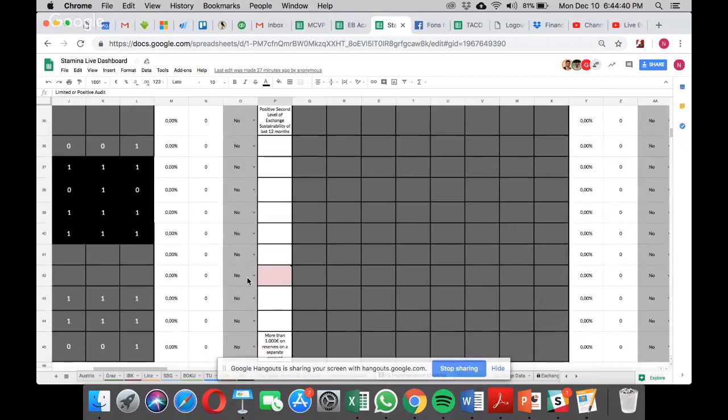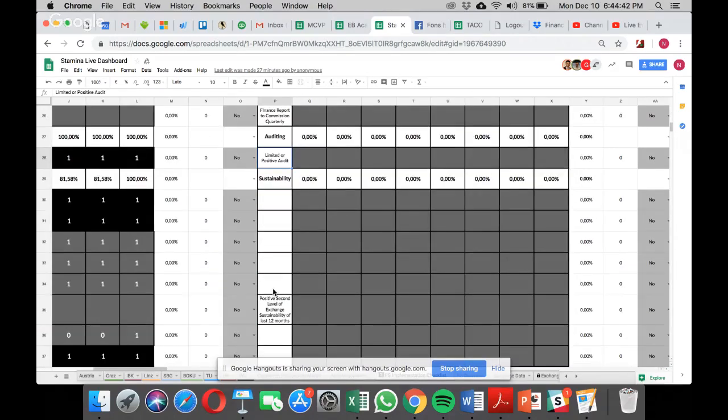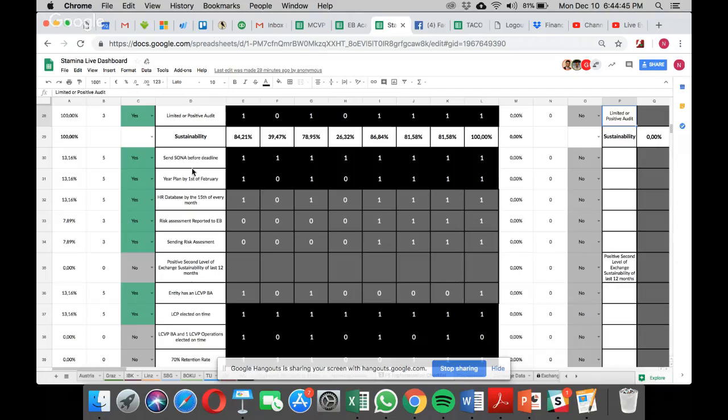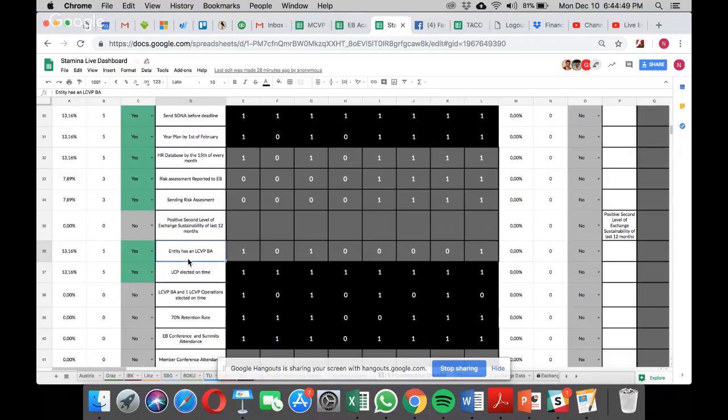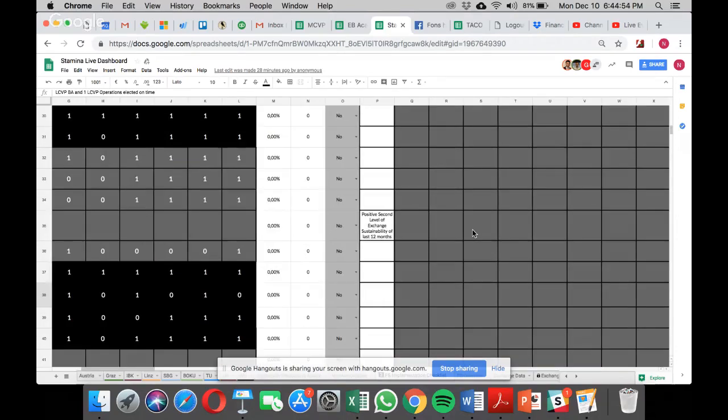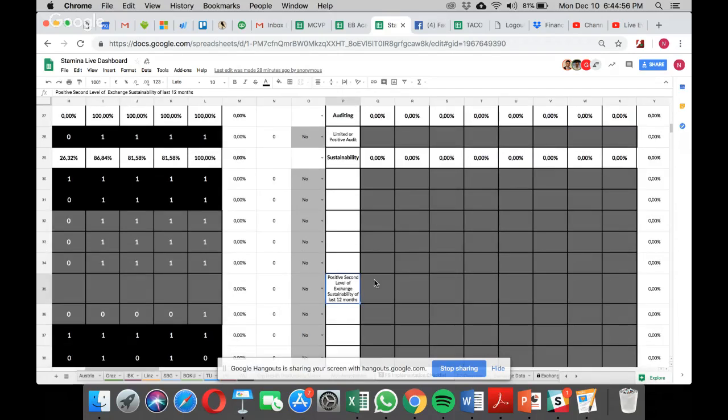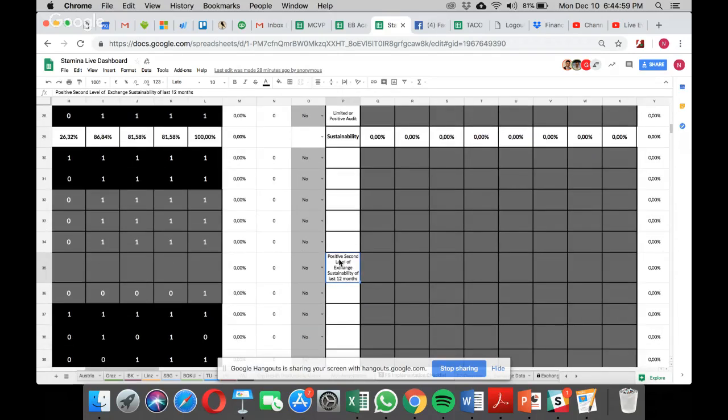and now sustainability, which is the most interesting one because there were a lot and now there are only few, because most of them were relating to HR. Now, Gizai will take over this part with her TM commission, and therefore they will not be in here anymore, but we will focus more on the financial indicators. And right now, it will focus on the positive second level of exchange sustainability of the last 12 months, so that your products are able to cover for its direct and indirect costs if you would look back at the last 12 months.